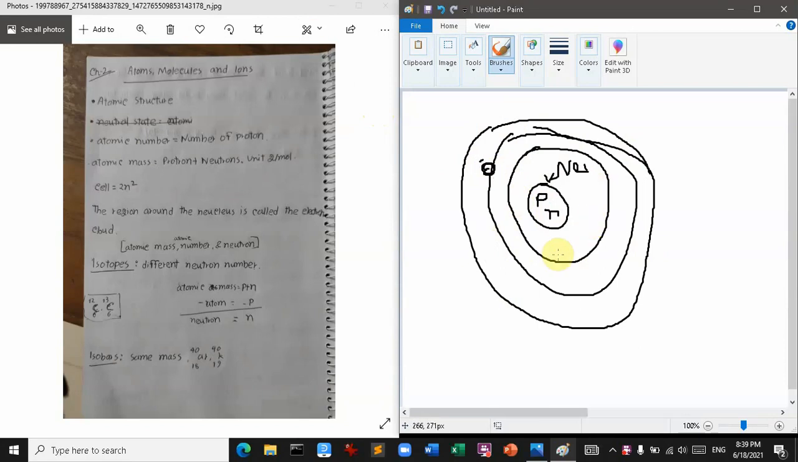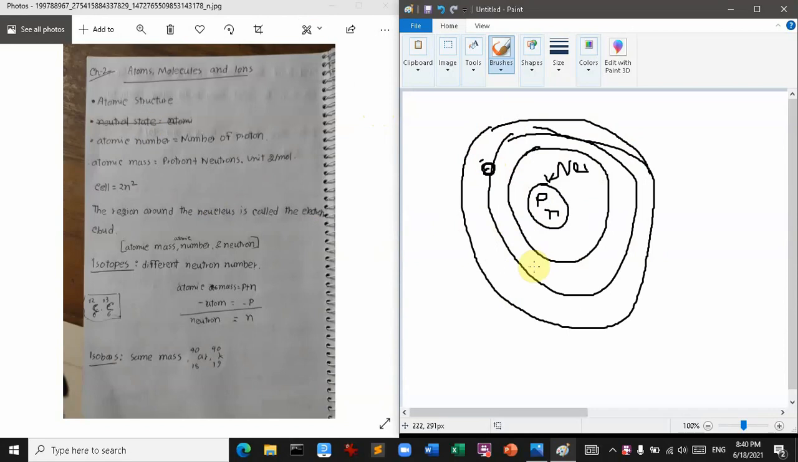So this is the typical structure of an atom, where the electron moves around the nucleus, and the nucleus has protons and neutrons. And there's another thing: a proton is positively charged, an electron is negatively charged, and a neutron has no charge, it's chargeless. And this is the atomic structure, or you can say how an atom looks.